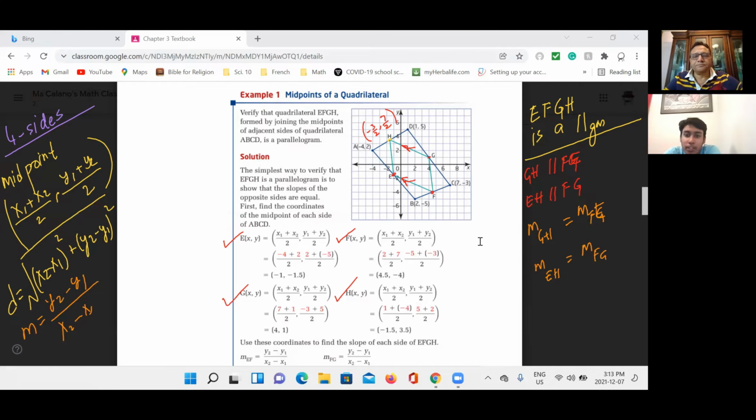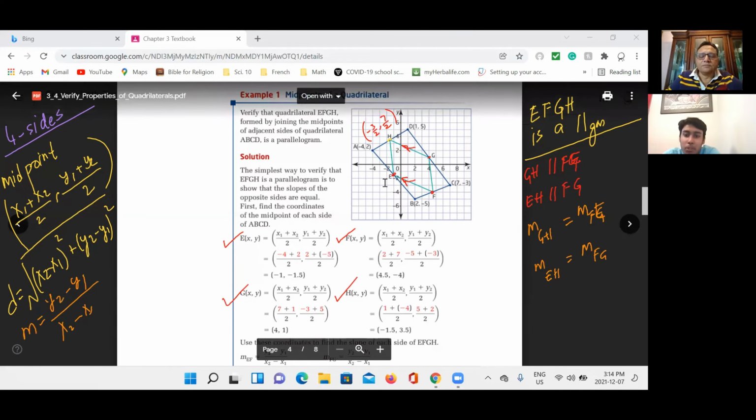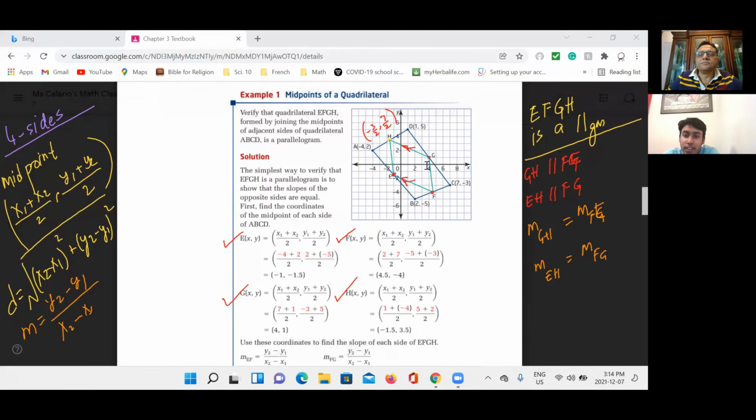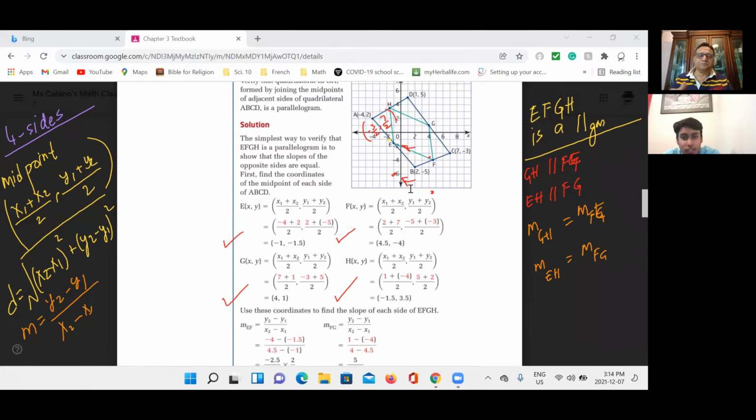For an example, would we also be able to do the diagonals, like E to G, and H to F? That is not required. Once you have proved in a quadrilateral that opposite sides are parallel, it becomes a parallelogram by definition, right? Sometimes they might say to show in more than one way that this is a parallelogram. Then the slope also can help you figure it out. Now let's look into the example and see what exactly has been shown in this particular example.